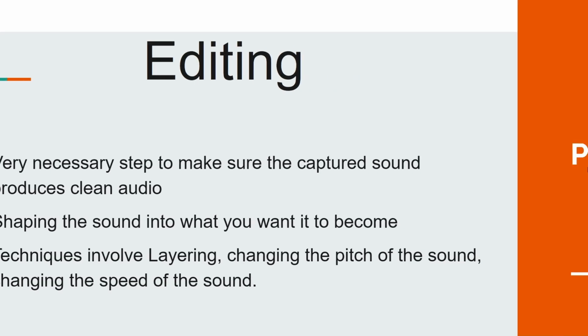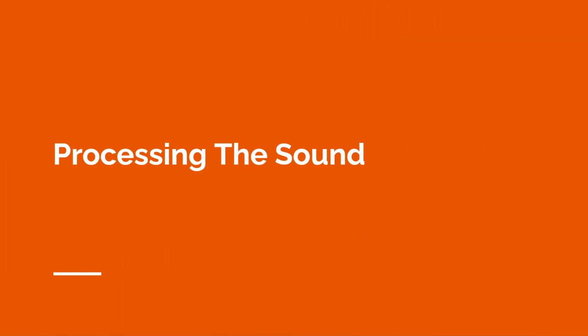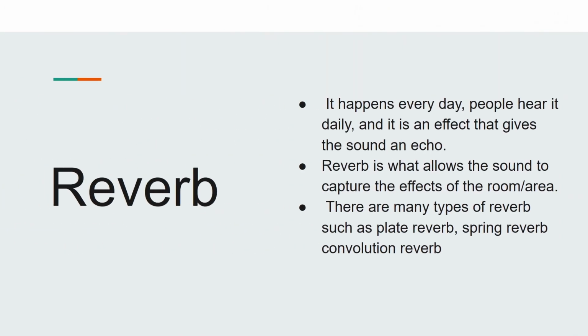So after you've done all your editing, now you can move on into the processing step, and this is where all the magic happens. This is where you take your edited audio and manipulate it using special effects. For example, one of the basic effects that you can add is reverb. It happens every day, people hear it daily, and it is an effect that gives the sound an echo.